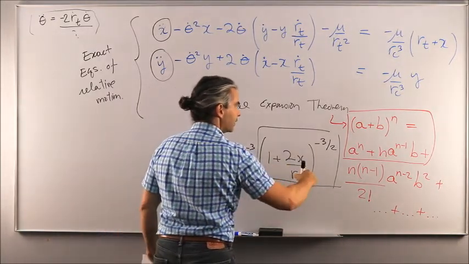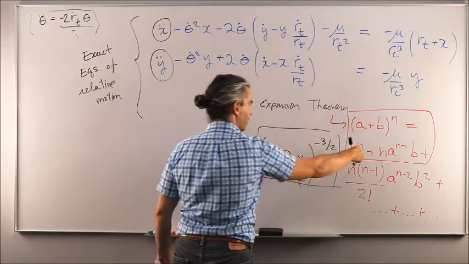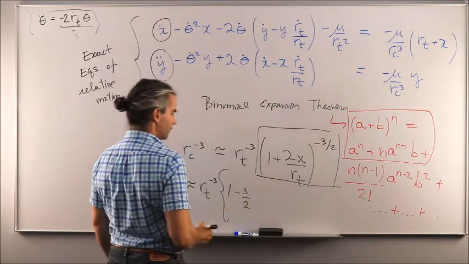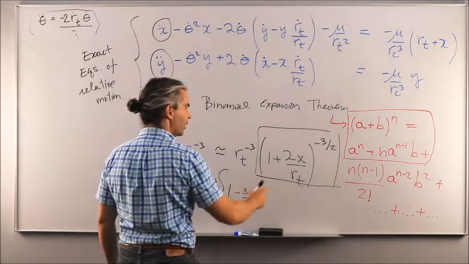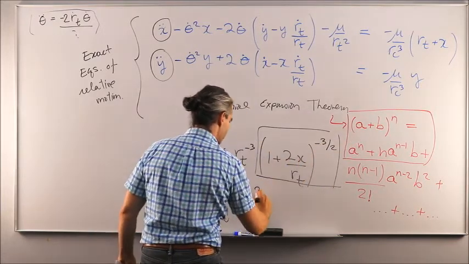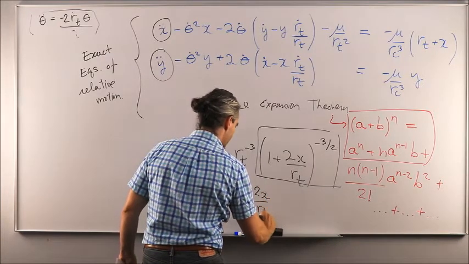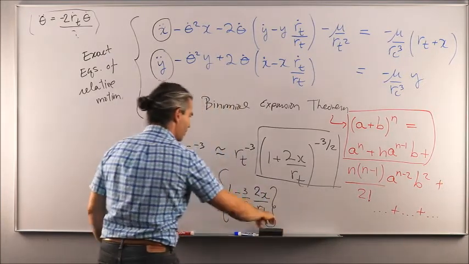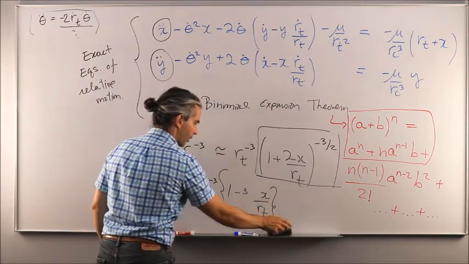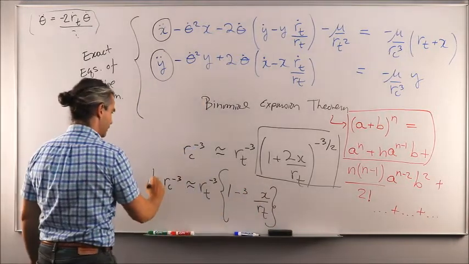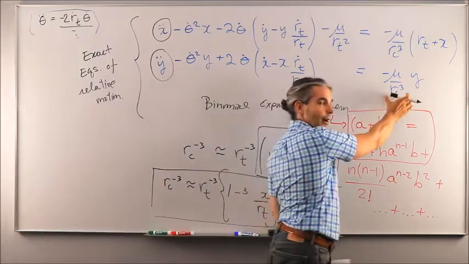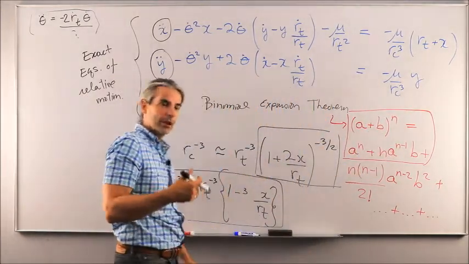so this is 1 to the power minus 3 over 2, so just 1. And then b is this, so plus n, which is minus 3 over 2, times a, which is 1, whatever power is just 1, times b, which is 2x over RT, or in other words, 1 minus 3x over RT, because the 2 cancel out. So this is how I could replace my 1 over RC cubed in my original nonlinear exact equations of relative motion.